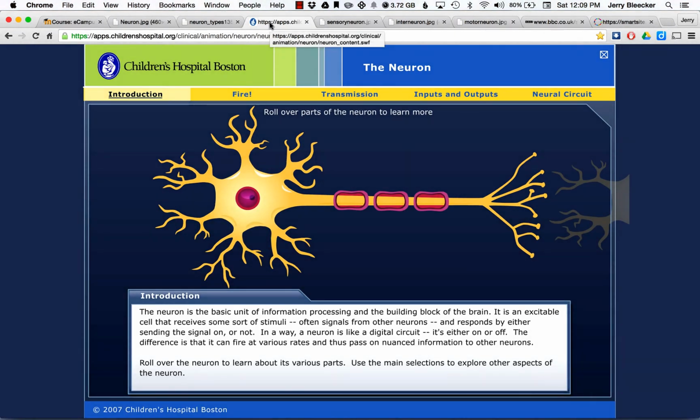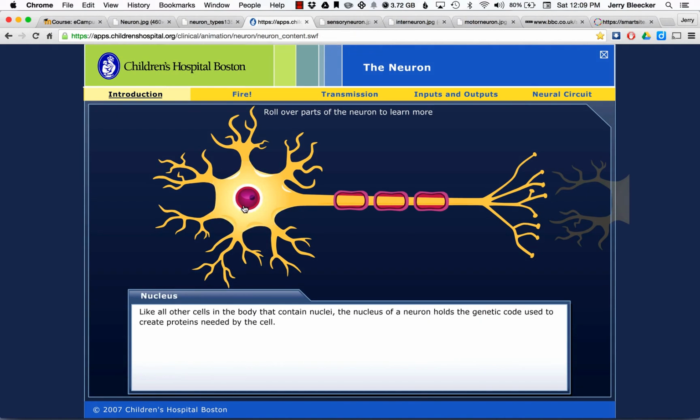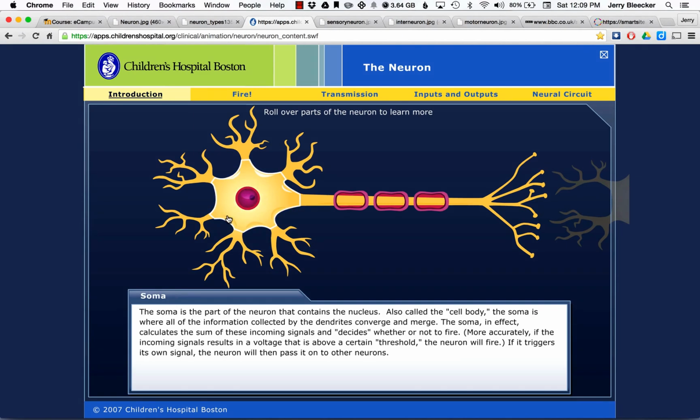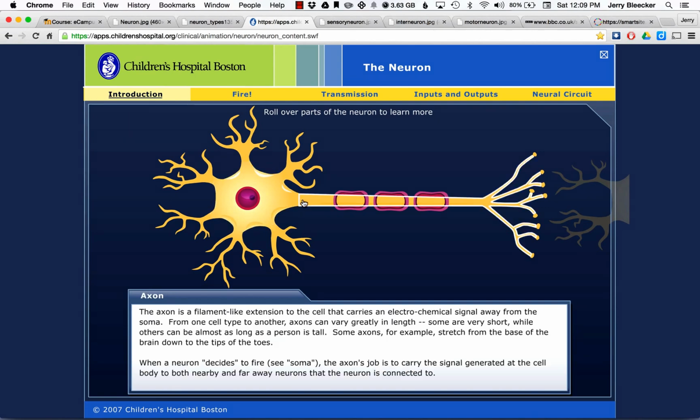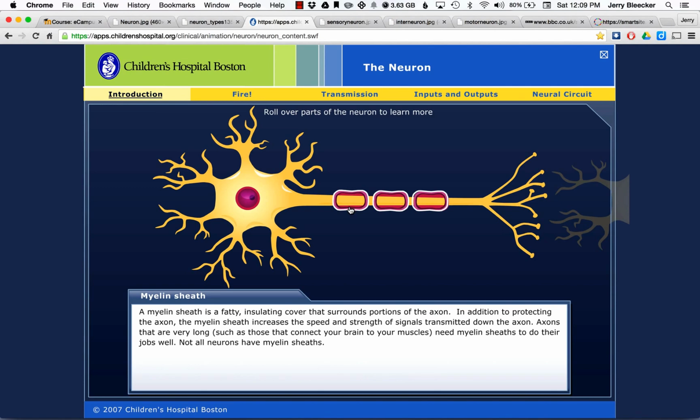This one was really neat. Children's Hospital of Boston has just a great analysis of looking at a nerve cell. So I'll put this on the site. Everything from the nuclei to the soma. This is what the cell body of a nerve cell is called. Soma. There's the dendrites out there, which means branching, right? This receives a signal. And highlighting over this, there's your axon. And that is the myelin sheath right there. And it's a little bit of insulation that goes along the wire.